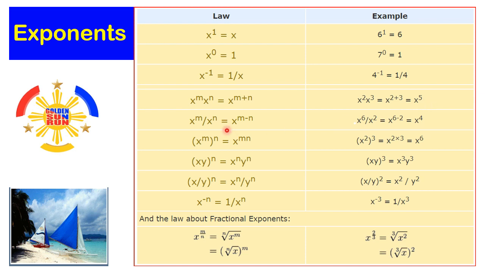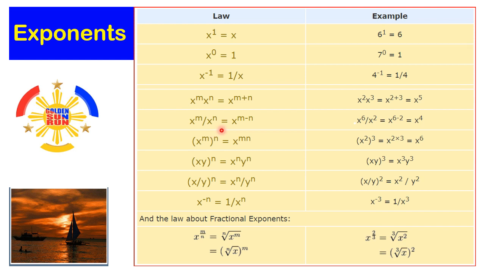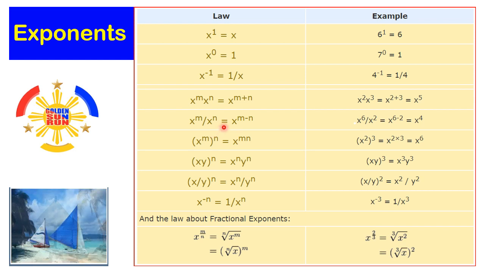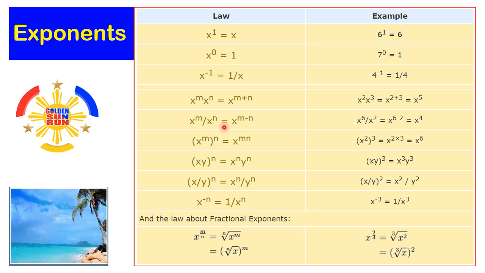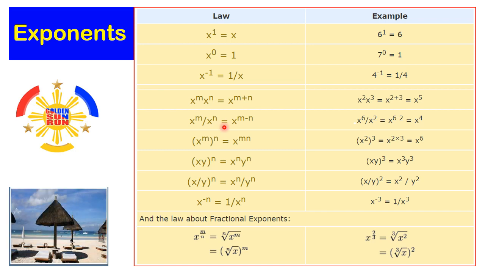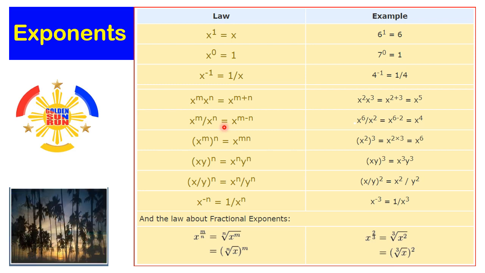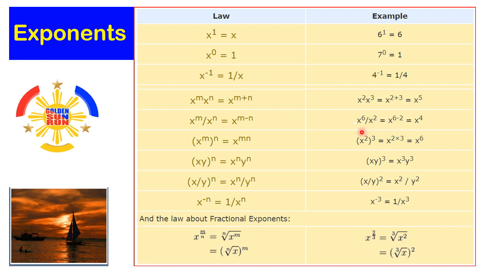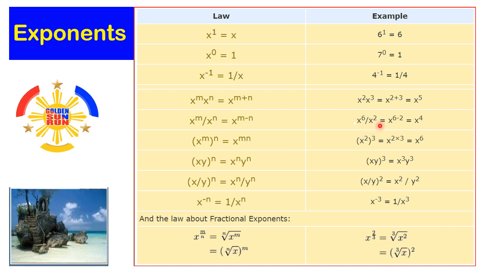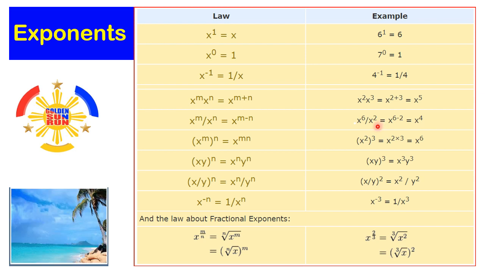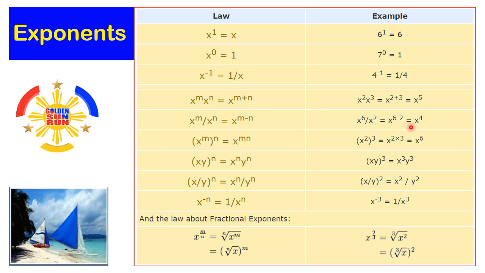Next, x to the m divided by x to the n is equal to x raised to m minus n. When we divide powers having the same base, we copy the base and we subtract their exponents. Halimbawa, x to the 6 divided by x squared is equal to x to the 6 minus 2 is equal to x to the 4th.